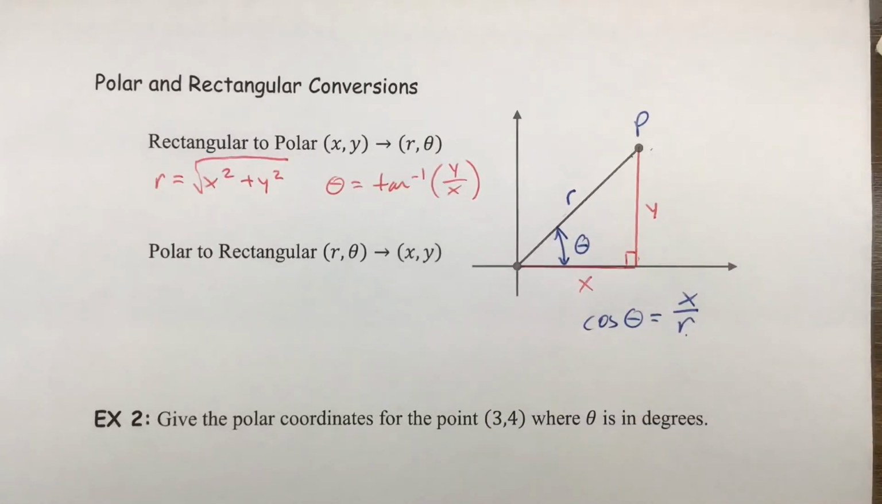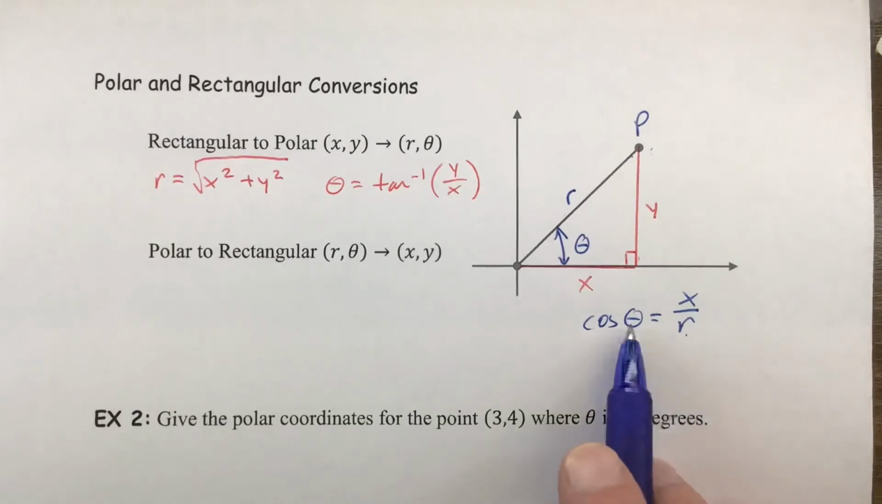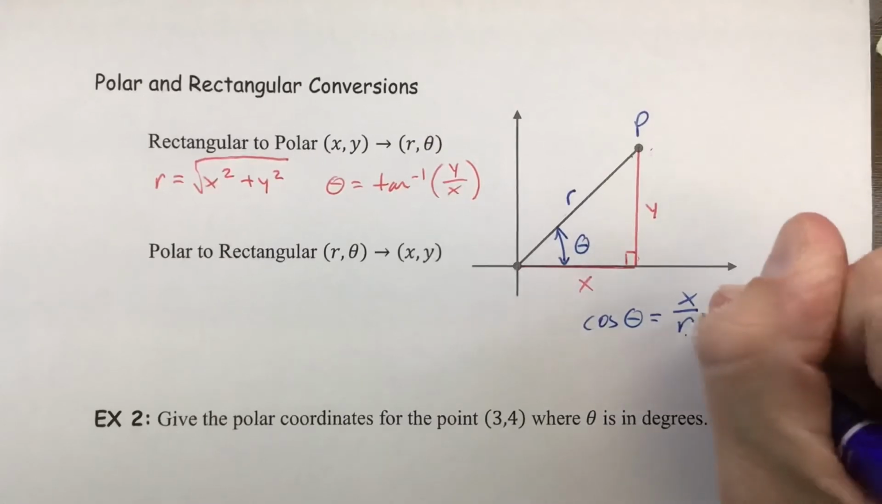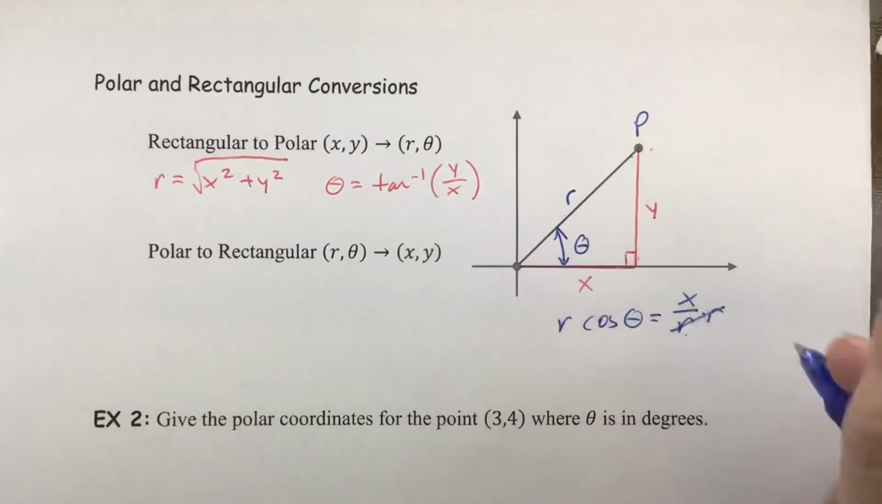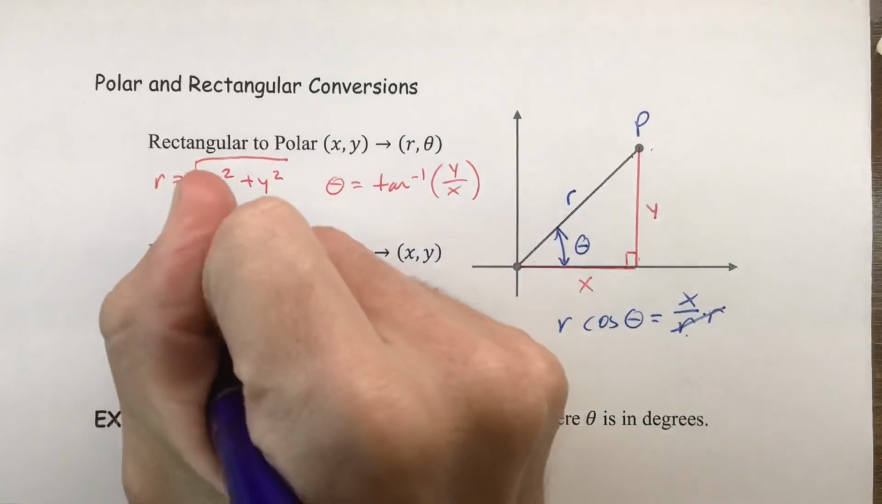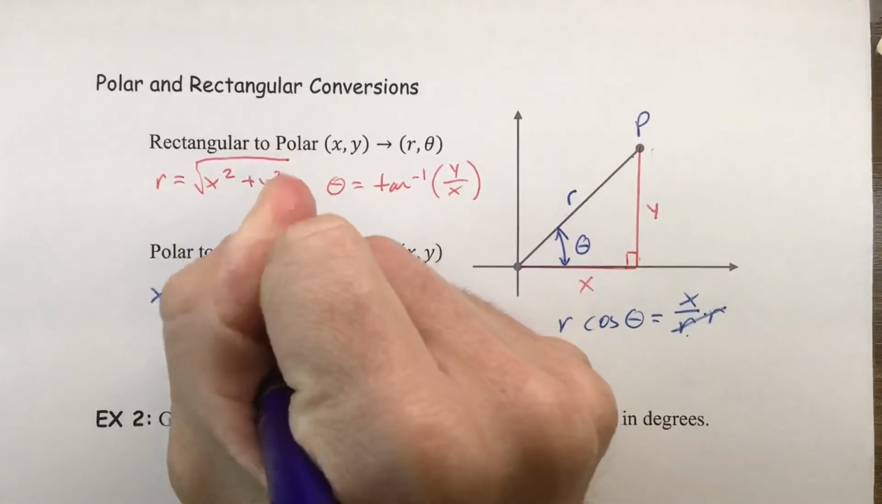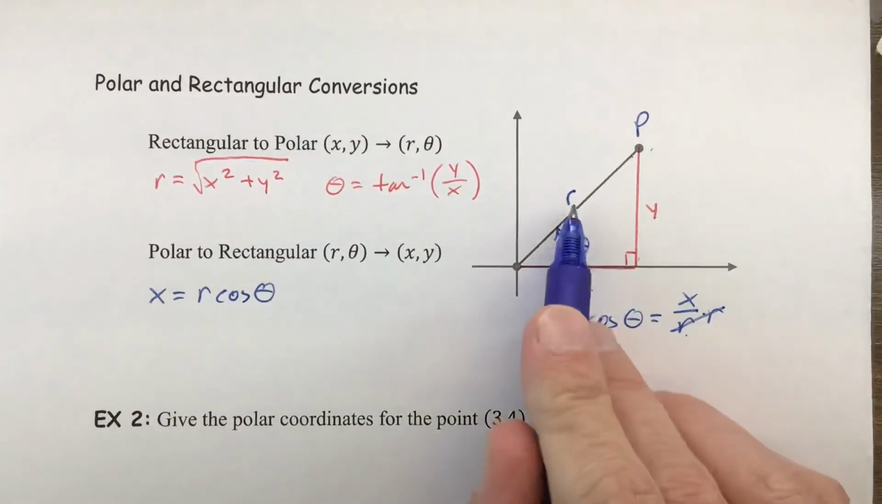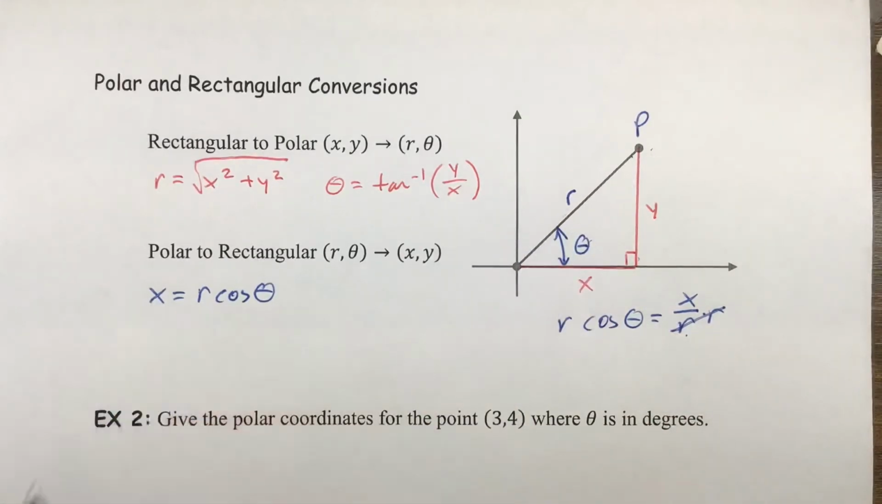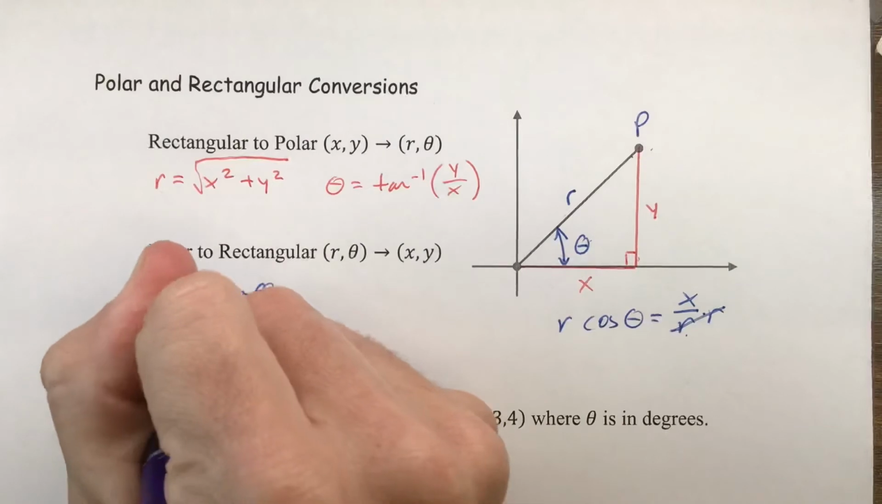So now, what I'm really trying to do though is solve for x. I want to know what x is using these two things. So real quick solving, I could multiply by r, it cancels out, and now I have a formula for x. I can say that x is equal to r times cosine theta. So I'm using just the two things I would have from the polar coordinate to get the value of x.